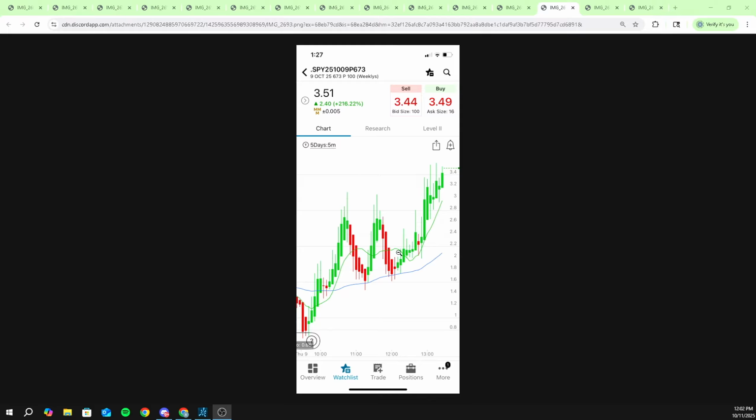The 10 SMA sloped down aggressively, but it straightens itself out right here. So the 10 SMA slopes up on one of these two candles. That's sitting right below 220 on the premium. That's your entry. We got a nice little pump right here, pulls back, holds the 10.